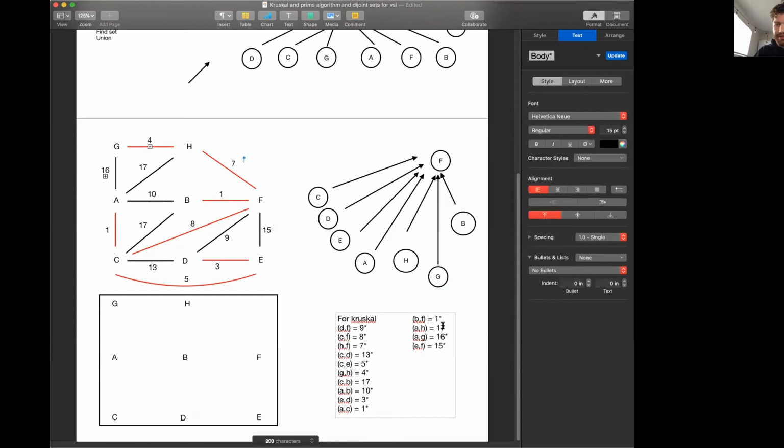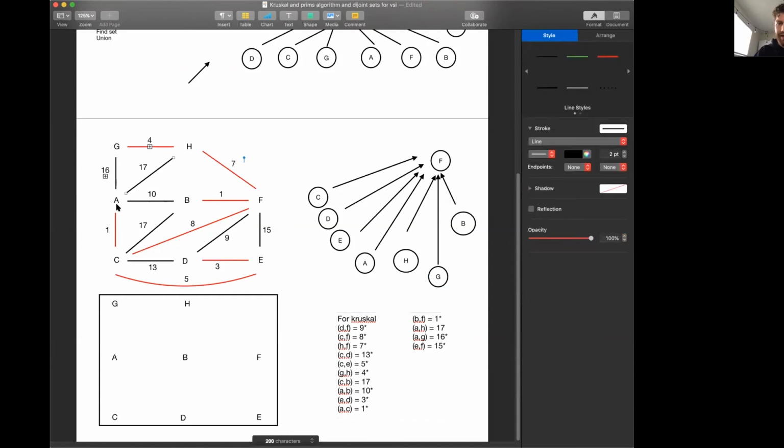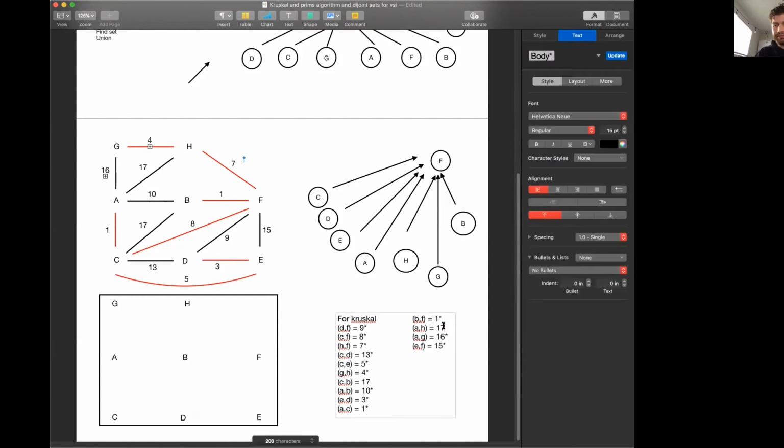Then the last two edges, AH. AH is this one right here. I call find set on A, directly connected to F, no path compression. I get F. I call find set on H, directly connected to F, no path compression. I know that they're in the same disjoint set, so I'm not going to call union. Therefore, I'm not going to color it red. So I'm done with this one. And I'm going to have the same situation for C and B. No path compression, no union, and I'm done with it.